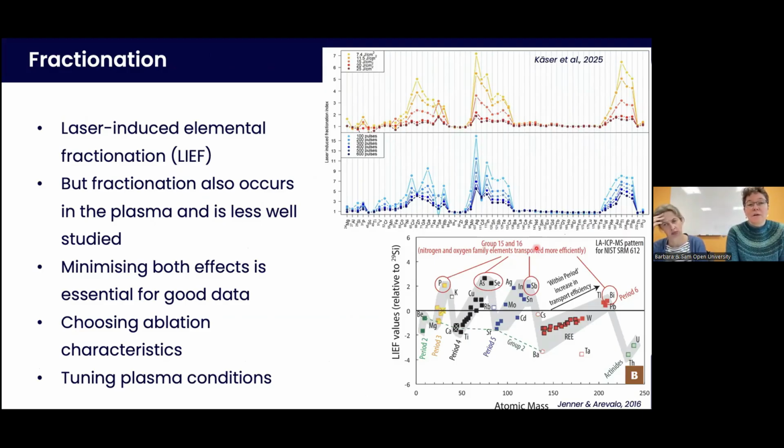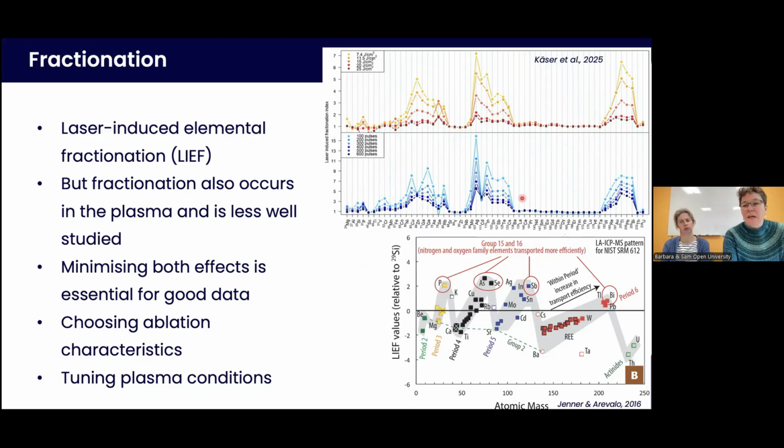And for laser ablation, there's the laser-induced elemental fractionation, which causes differences in terms of how elements are transported and reach the ICP-MS. But it's also important to say that not just during the laser ablation can you fractionate, you can also fractionate in the plasma, although this is a bit less well studied. And ideally, you want to minimize both effects in order to get good data.